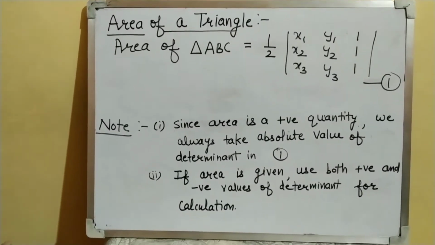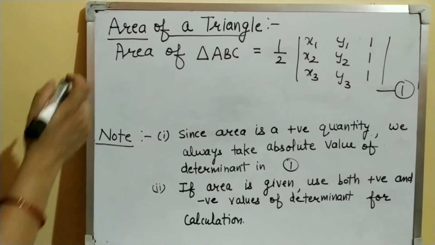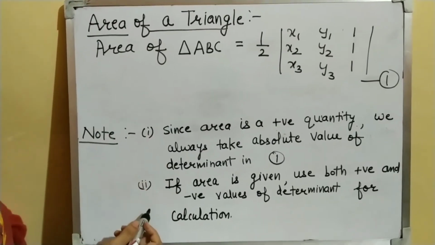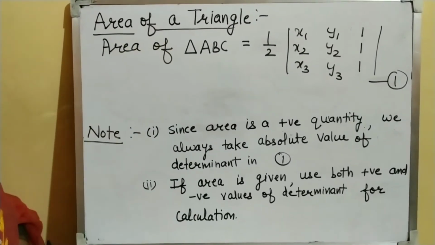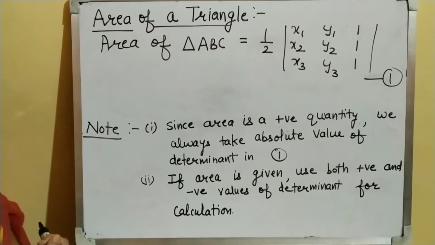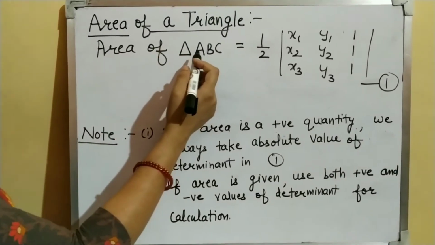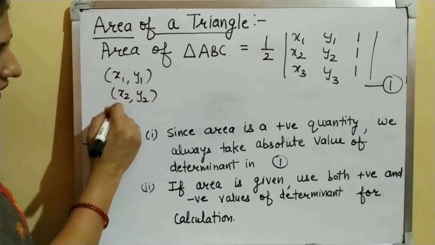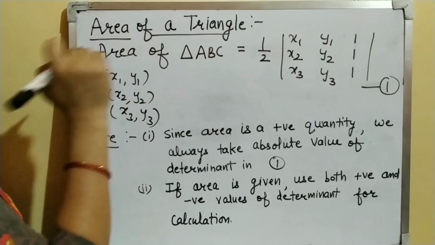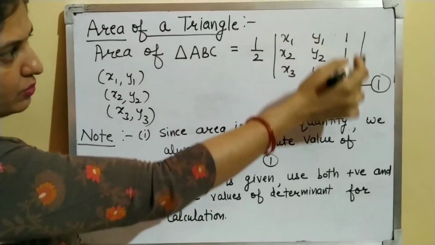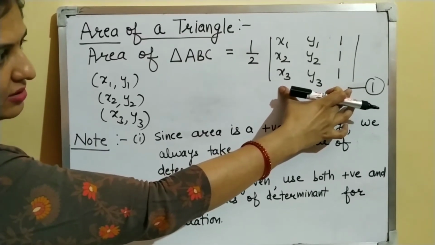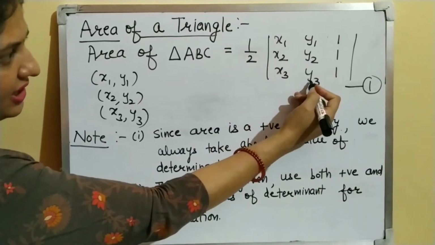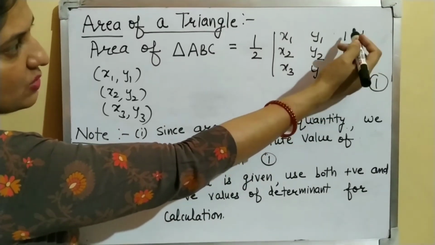Before discussing an example related to area of triangle, we will discuss some of the important points related to the topic. We already know that area of triangle ABC with vertices x1, y1, x2, y2 and x3, y3 is half into the value of the determinant, which is written as x1, y1, x2, y2, x3, y3 and third column is 1, 1, 1.